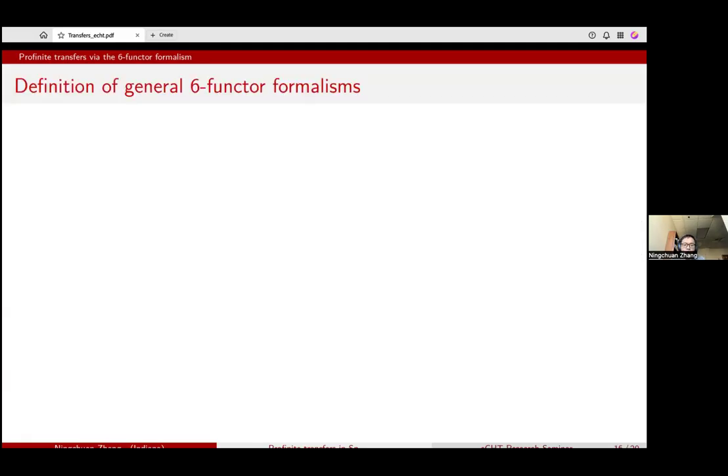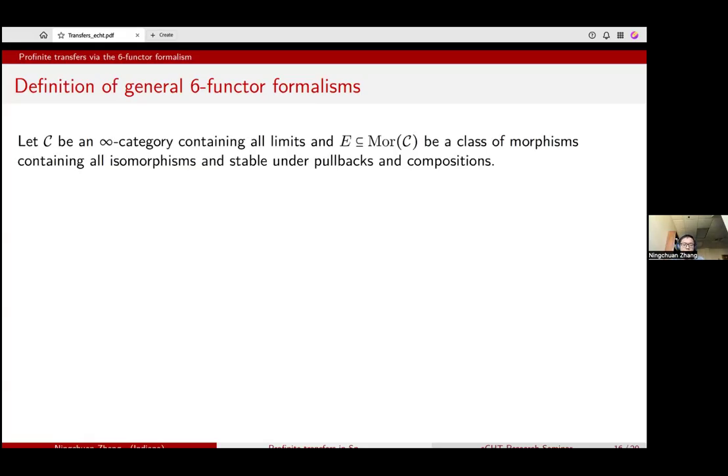So we are going to use the following six-functor formalism. And here's a recap of the definition of general six-functor formalism. So the setup is, let C be an infinity category containing all the limits, and E be a class of morphisms that's stable under all isomorphisms and stable under pullbacks and compositions. Such a pair, C comma E, is called a geometric setup.